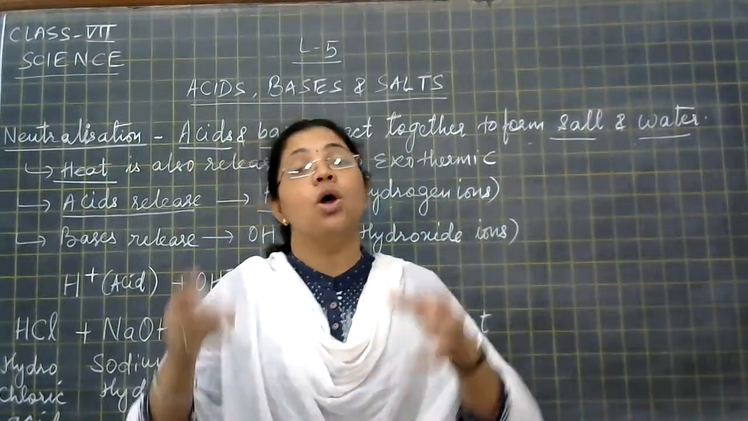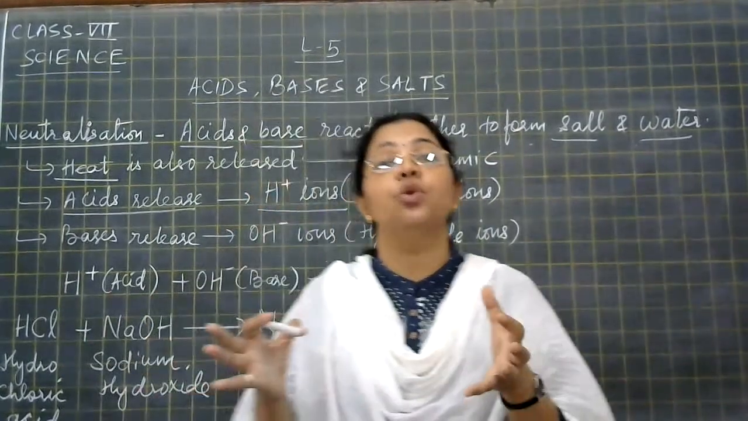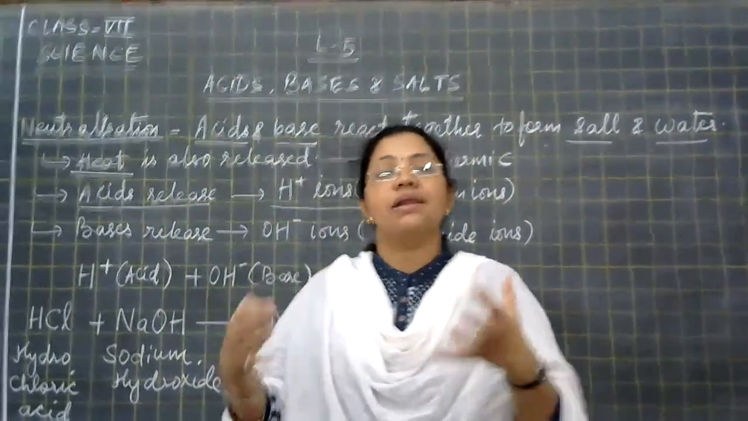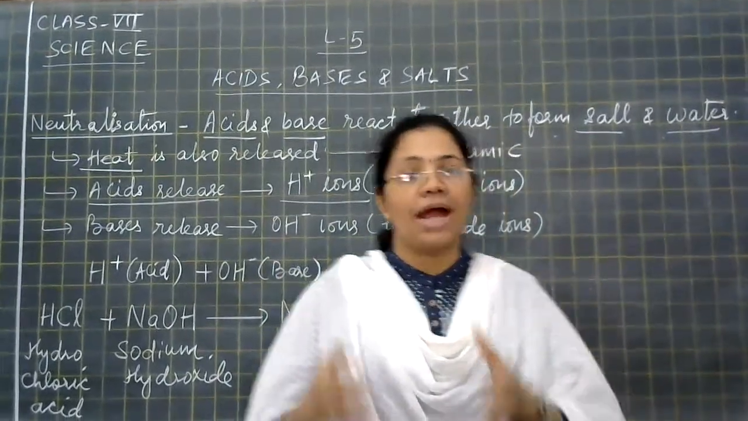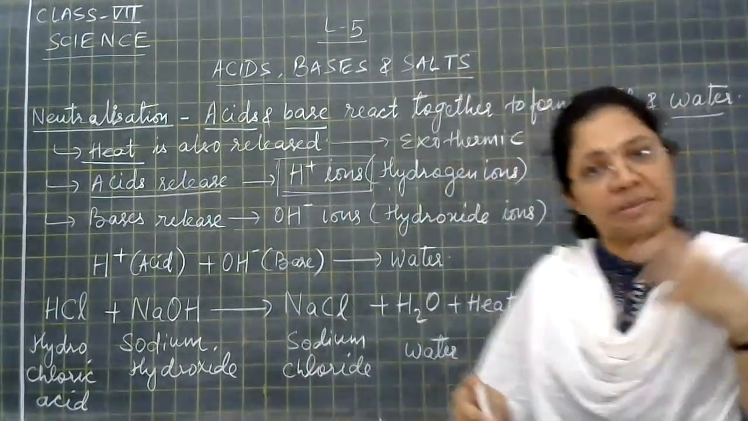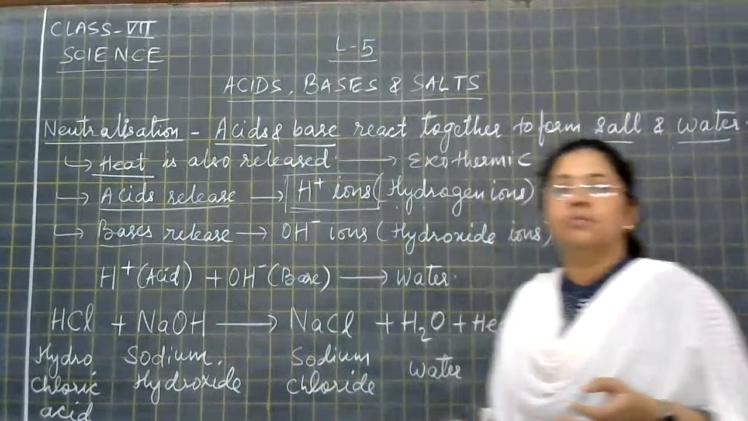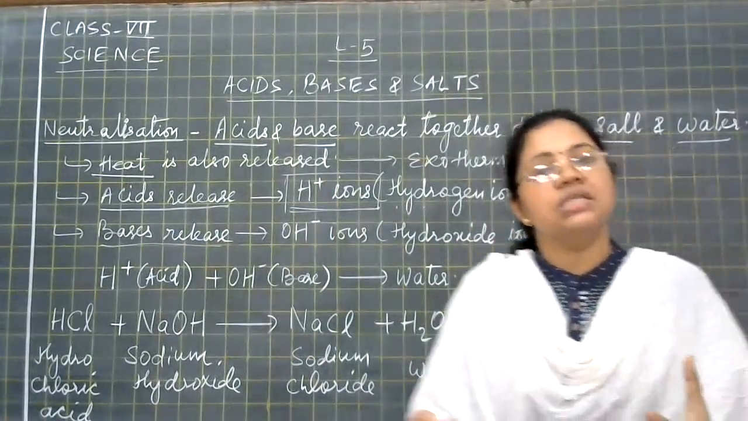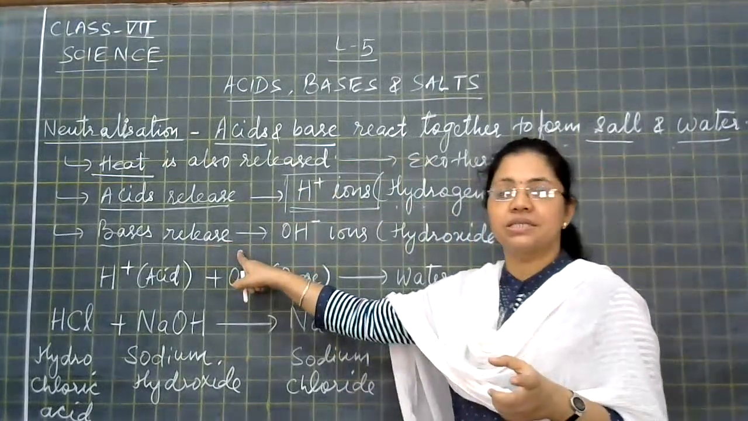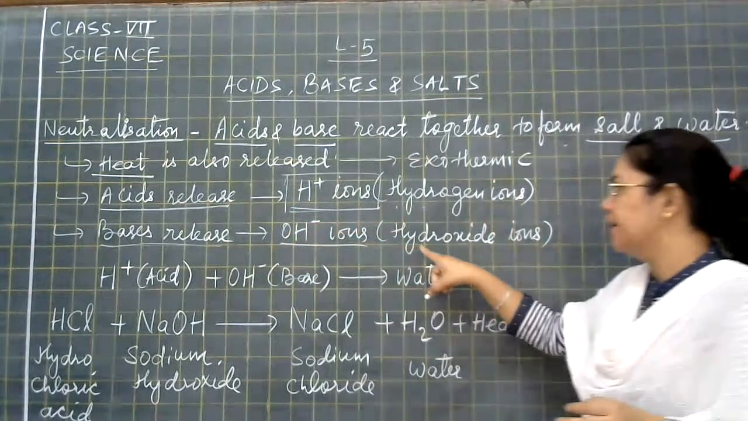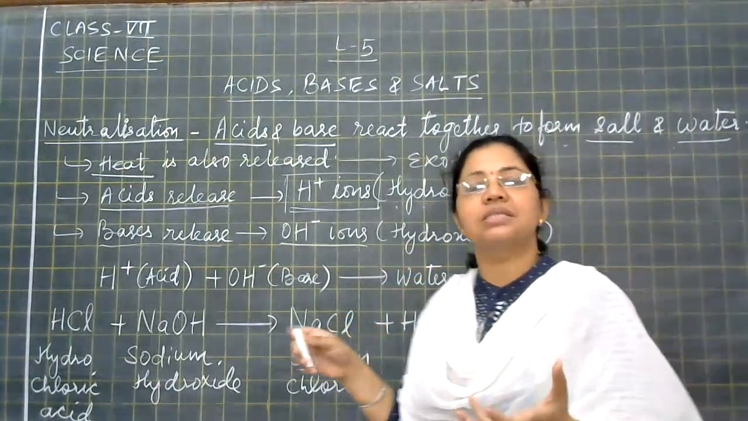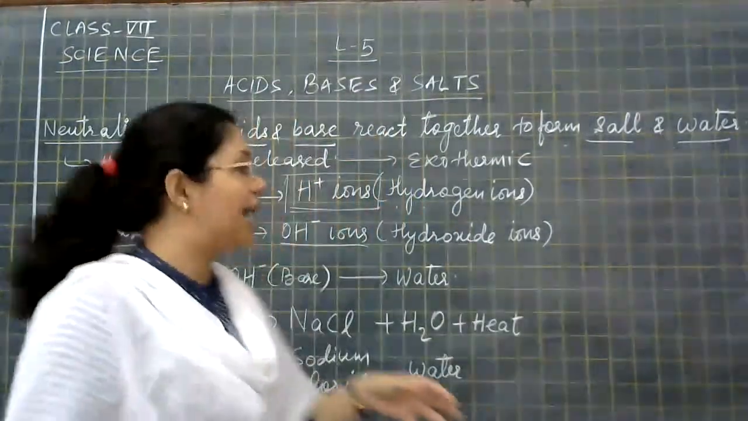And why do they release H plus ions? Because all acids contain hydrogen in them. आप आगे जाके हायर क्लासेस में पढ़ेंगे कि जितने भी एसिड्स होते हैं उन सारे एसिड्स में हाइड्रोजन प्रेजेंट होता है. And this hydrogen, they release in the form of H plus ions, that is hydrogen ions. Similarly, all bases. Now we know what bases are. These are those substances which are bitter to taste and soapy to touch. So all bases release OH minus ions, which we call hydroxide ions, in the presence of water.